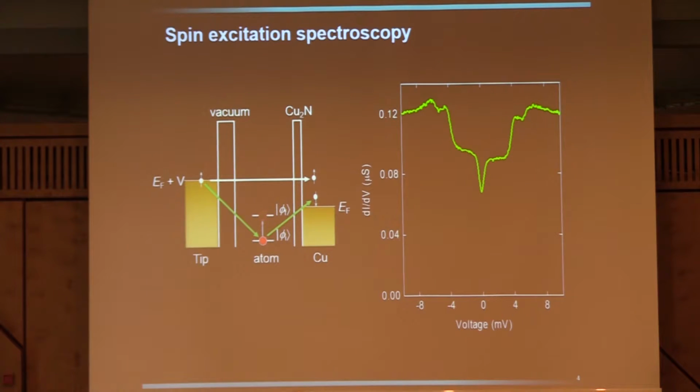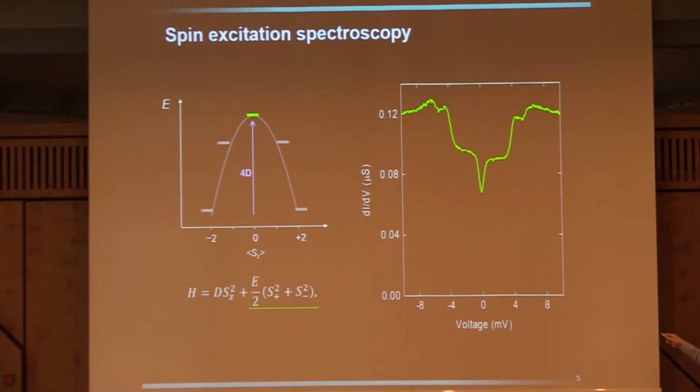And this is the hallmark of this inelastic tunneling. So at every position of this step, we can excite a spin excitation in the atom. And by this, for example, we can directly extract magnetic anisotropy energies. We can extract spin Hamiltonian parameters from this just by basically fitting the excitation energies we see here to an effective spin Hamiltonian model.